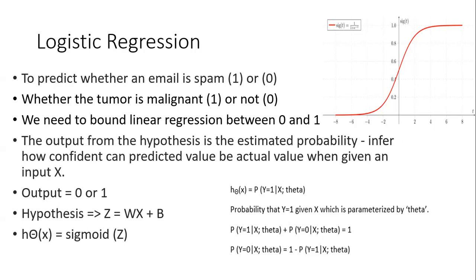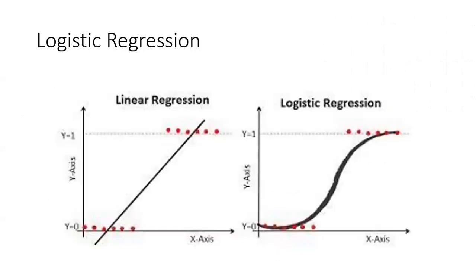Even Bayesian algorithms have very good results on this particular problem as compared to random forest. Another example is whether a tumor is malignant or not. That's an extremely critical question for doctors. We need to bound linear regression between 0 and 1. That is the main point. That is the linking point in this case. Actually, we are doing a type of regression, but we need to bound it between 0 and 1. We will do that by using the logistic function.